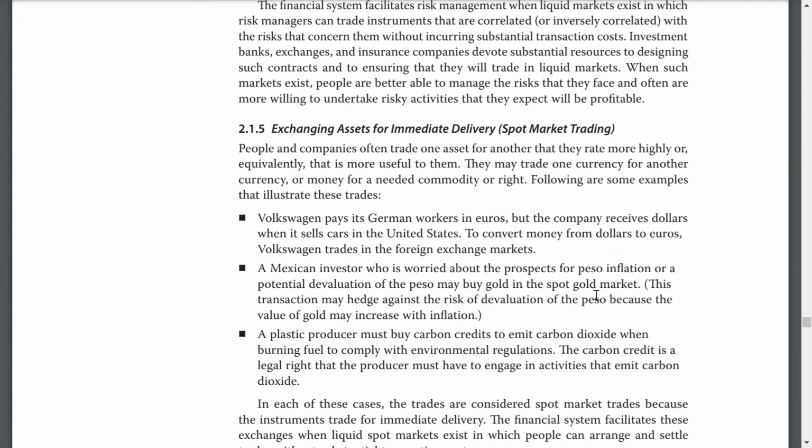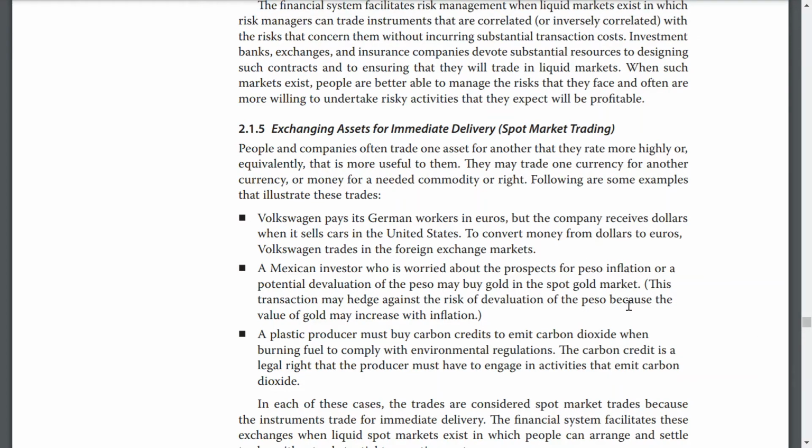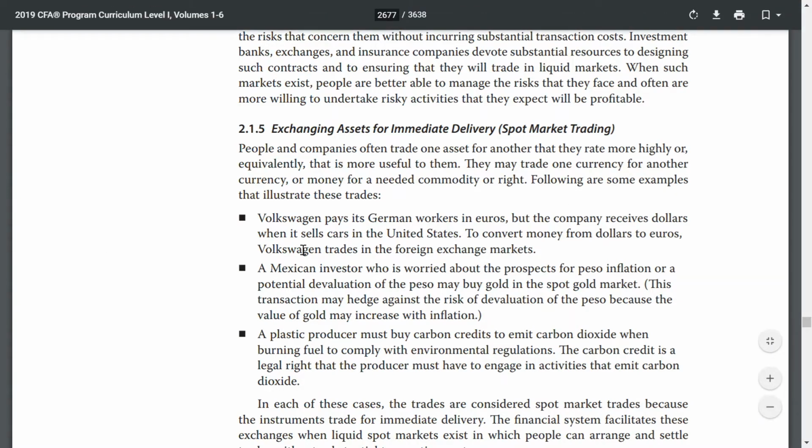Exchanging assets for immediate delivery. People and companies often trade one asset for another that they value more highly or equivalently, that is more useful to them. They may trade one currency for another currency, or money for a needed commodity or right. Following the same example, this illustrates the trades.